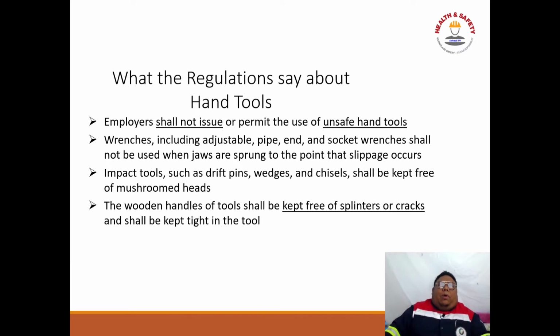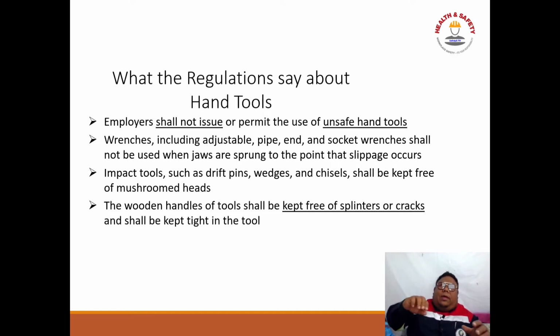Then, what does the regulation say about hand tools? Regulation says that employers shall not issue, take note on this, guys, shall not issue or permit the use of unsafe hand tools. Number two, wrenches, including adjustable pipe and end and socket wrenches, shall not be used with jaws sprung to the point that slippage occurs.